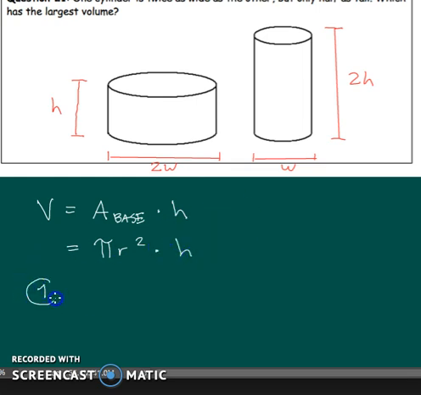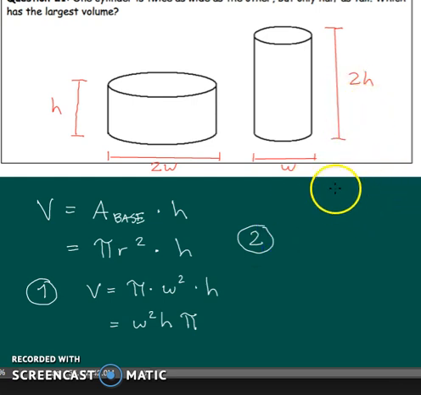So let's look at our first cylinder. So the volume will be pi times the radius squared, and since the width is 2W, the radius will just be W, so W squared, and our height is H. So we're going to leave these in terms of W and H and pi. So we will have W squared H pi. Okay, so that is the volume of the first cylinder. It might not make much sense at this point, but once we get the volume of the second cylinder, we'll be able to compare them.